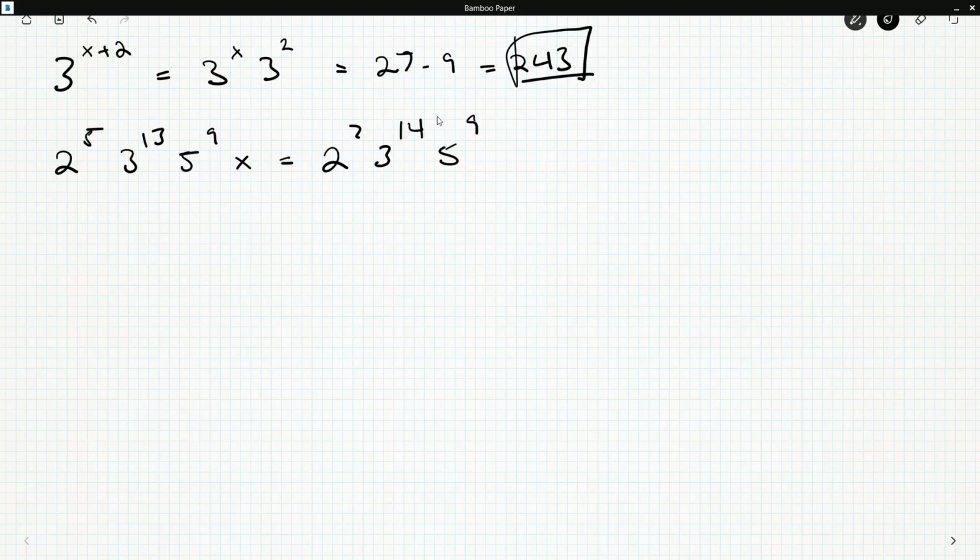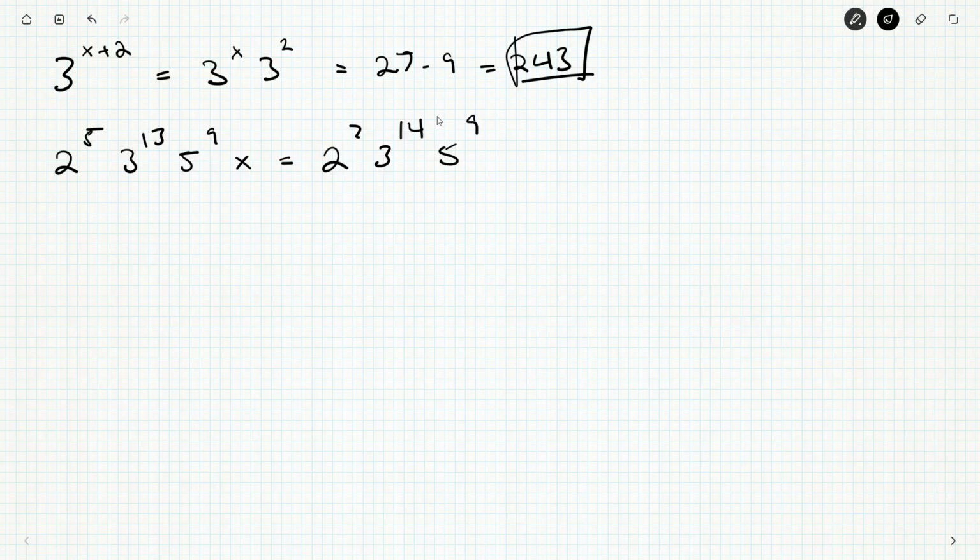So you can just say, well, x is going to look like 2 to the something, 3 to the something, and 5 to the something, and figure out what those somethings are because they're going to have to add. Or you could just divide both sides by 2 to the 5. And divide both sides by 3 to the 13, divide both sides by 5 to the 9.